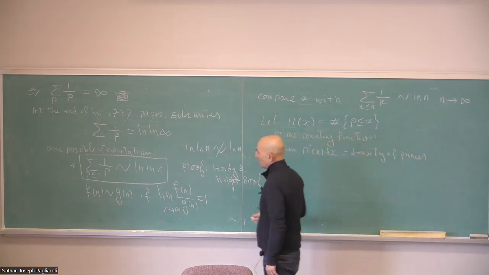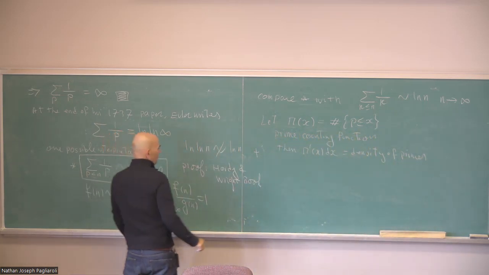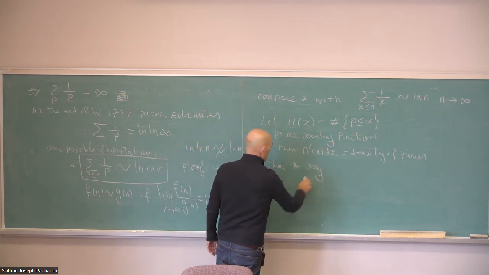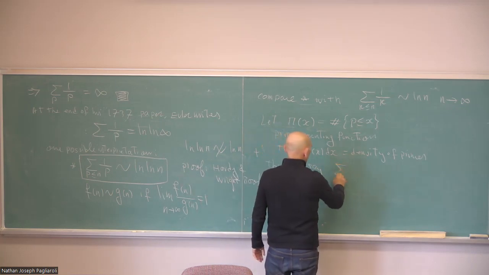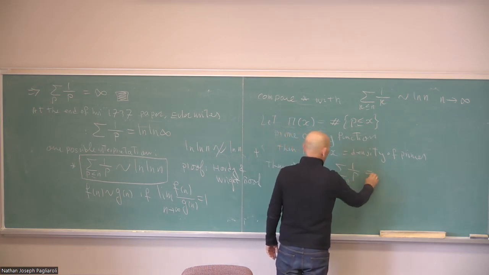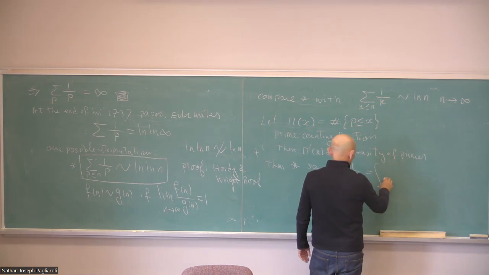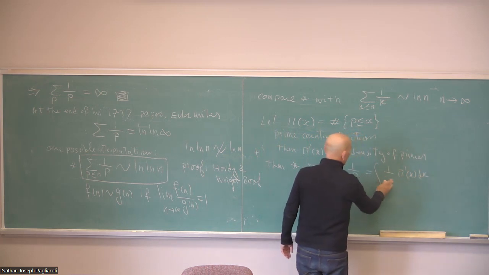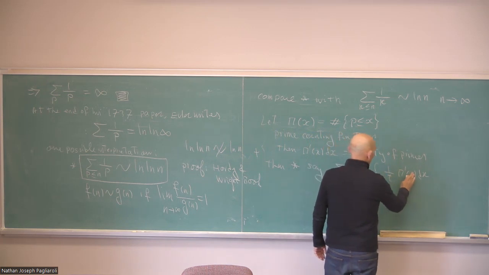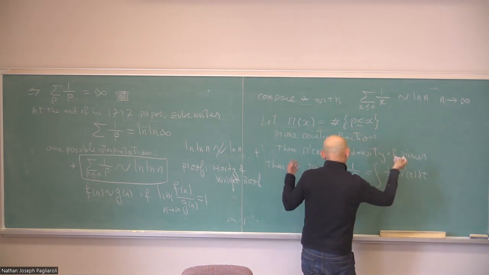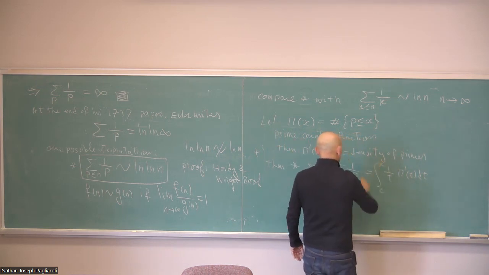Okay, now then we can write a star as follows. So this sum of 1 over p, p less than or equal to n, we can write as the integral of 1 over x pi prime of x dx. So maybe I just say the integral of 1 over t pi prime of t dt, where t goes from, I don't know, 2 to n.